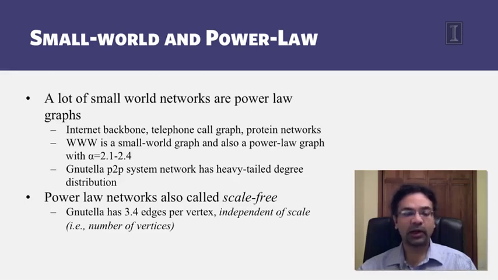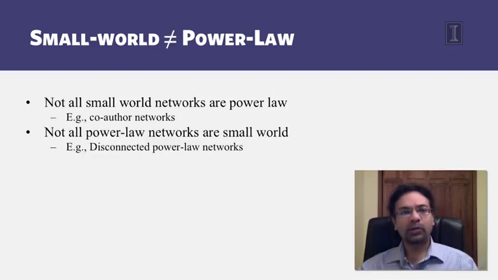For instance, in Gnutella, you have about 3.4 edges per vertex, independent of the number of vertices that are present in your network or in your graph. But then not all small world networks are power law graphs, and vice versa. For instance, co-authorship networks are small world, but they're not necessarily power law. And also not all power law graphs are small world. You can generate power law networks using the degree distribution where you have disconnected components of the graph where vertices are not necessarily reachable from each other, and so the graph is not a small world network.